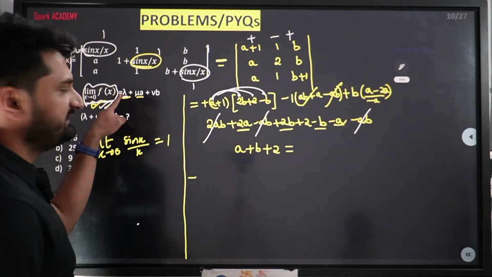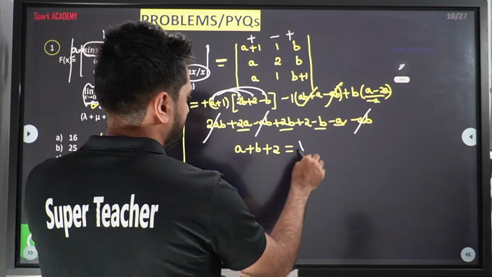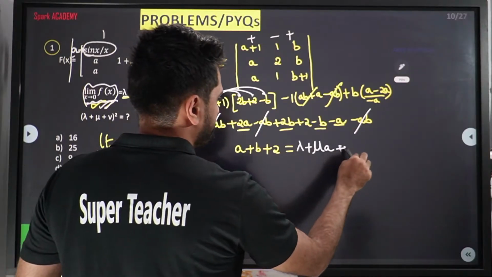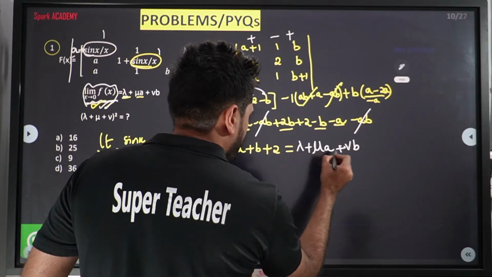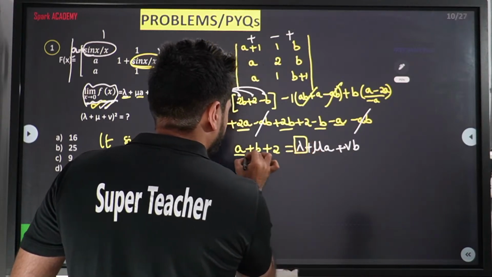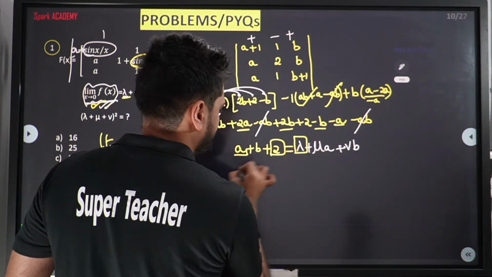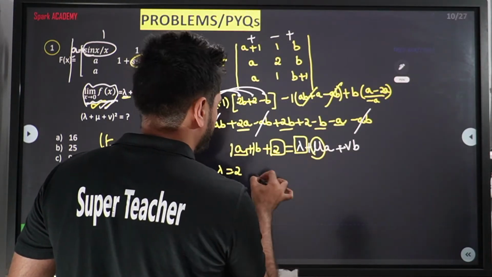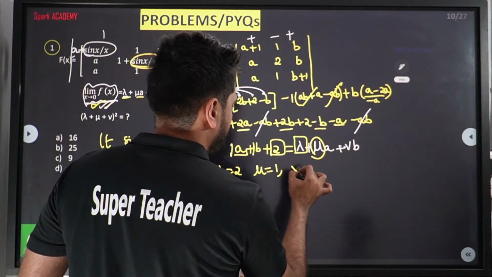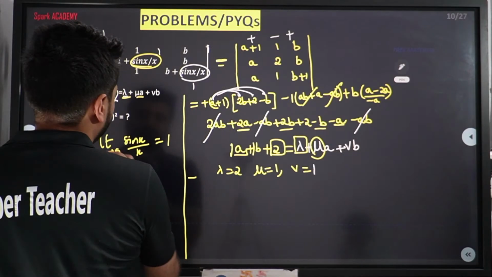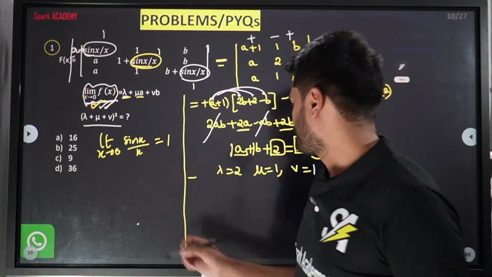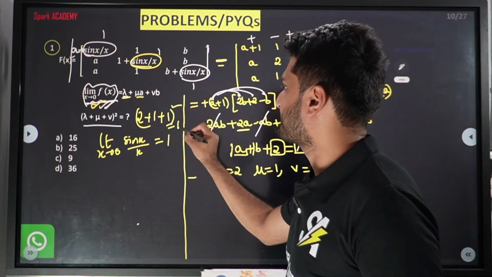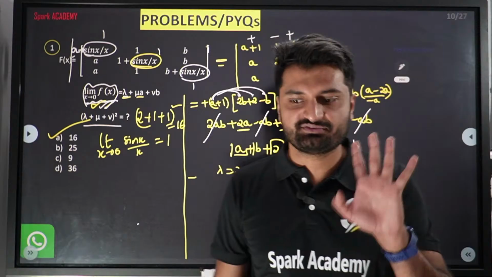Now they are saying this is equal to lambda plus mu a plus v b. Now if we compare coefficients, lambda is 2 because it is a constant. So lambda value is 2. The a coefficient is 1, the b coefficient is 1, so mu value is 1 and v value is also 1. Now they are asking lambda plus mu plus v whole square: 2 plus 1 plus 1 whole square, 4 square is 16. The first option is the correct answer.